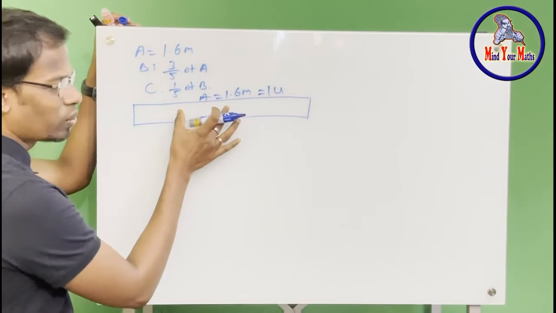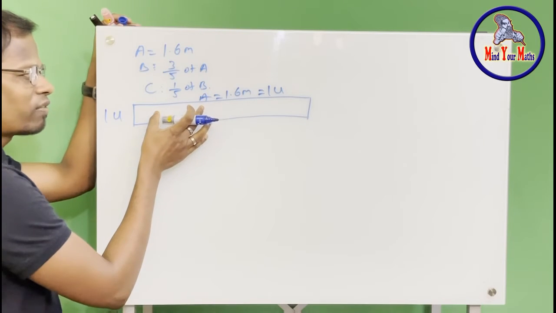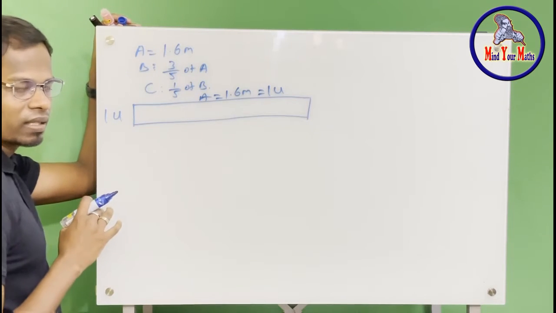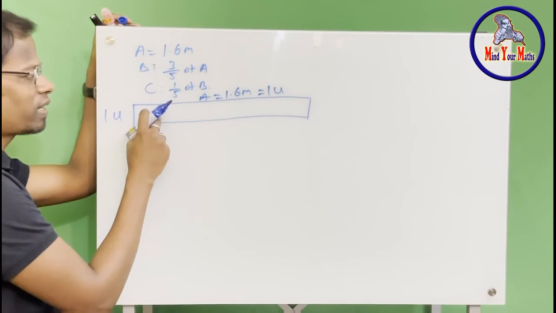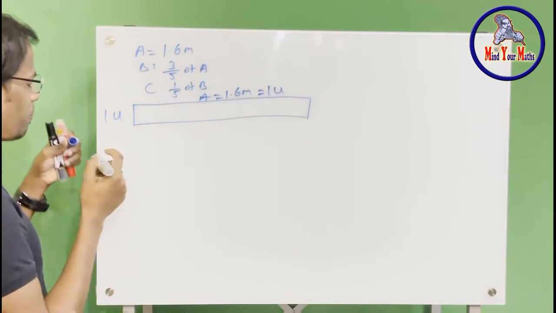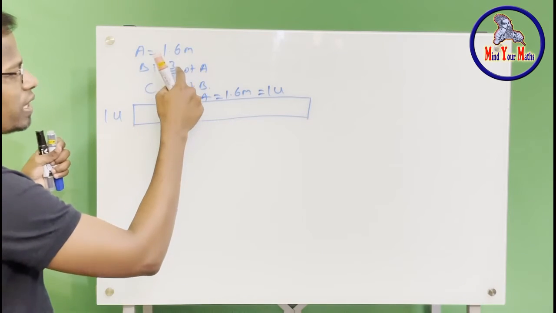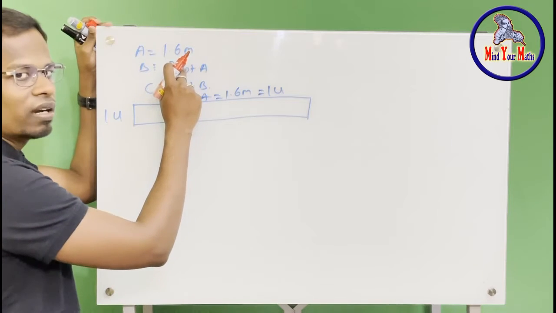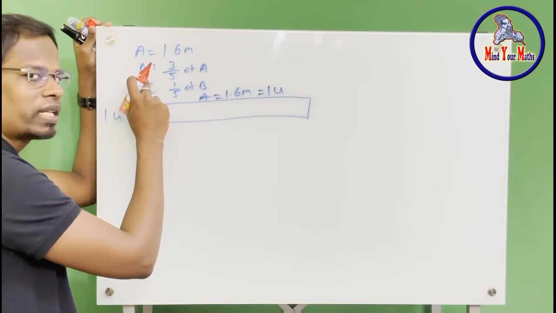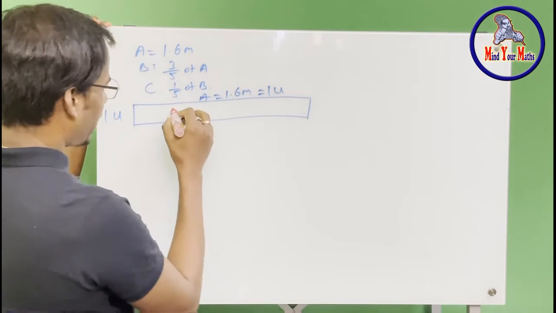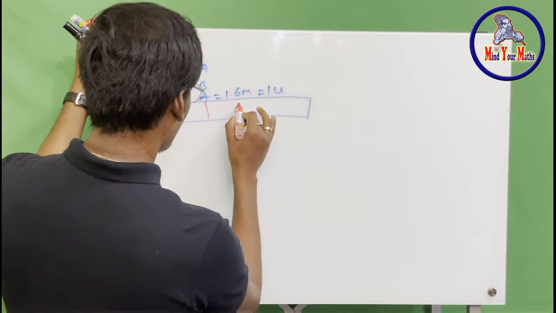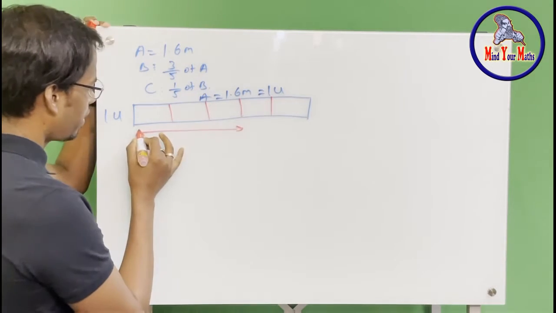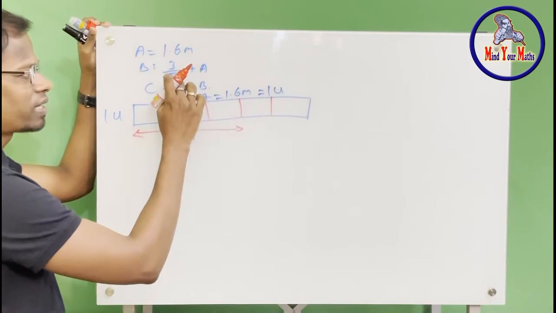Now this one unit, we have to make it into smaller units that can be used for calculating B and C as well. So what is the smallest unit we need to make? First let's consider B. B says 3/5 of A. What it means is that A was split into 5 units, and out of 5, 3 units length will be equal to B. So let's split this into 5: 1, 2, 3, 4, 5. So this is B. Out of 5, 3 is B.